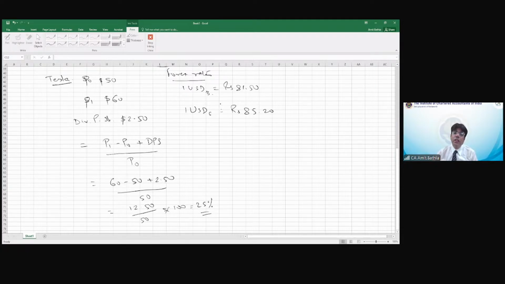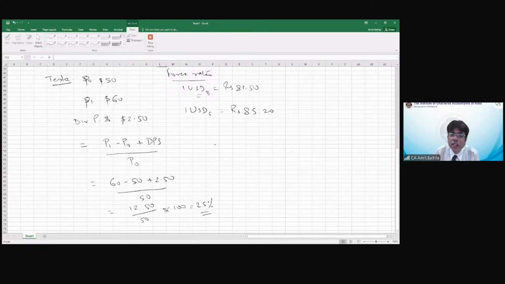You can see over here, in these exchange terms, the quoted currency is dollar, right? Quoted currency is dollar and pricing currency is basically rupees, right? So here, since the $1 price is increasing from 81.50 to 85.20, which currency is appreciating? Dollar is appreciating and INR vis-a-vis dollar is depreciating, right?